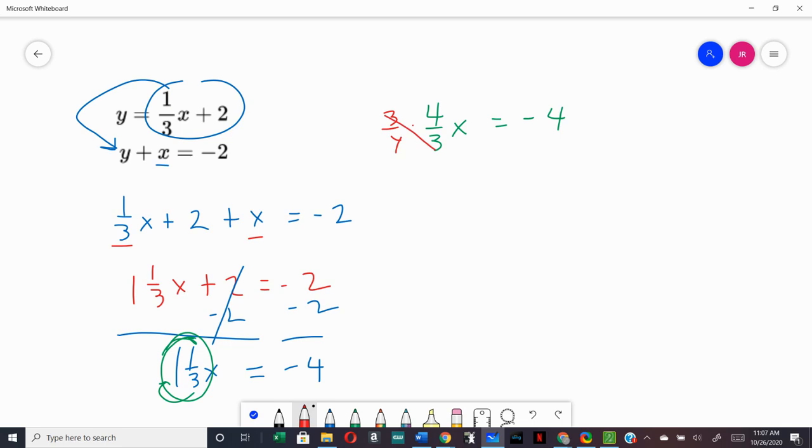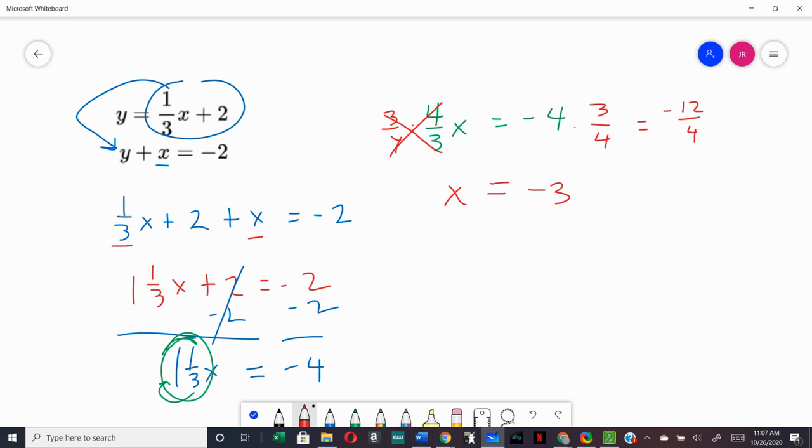Now why does that work? Because the 3's cancel, the 4's cancel. Same thing on the other side. And so I'm going to end up with x equals, and this is -12 over 4, which is -3. So now I've got x equals -3.